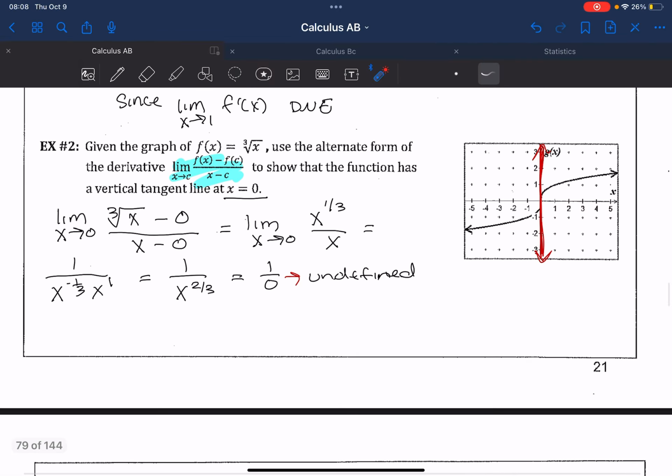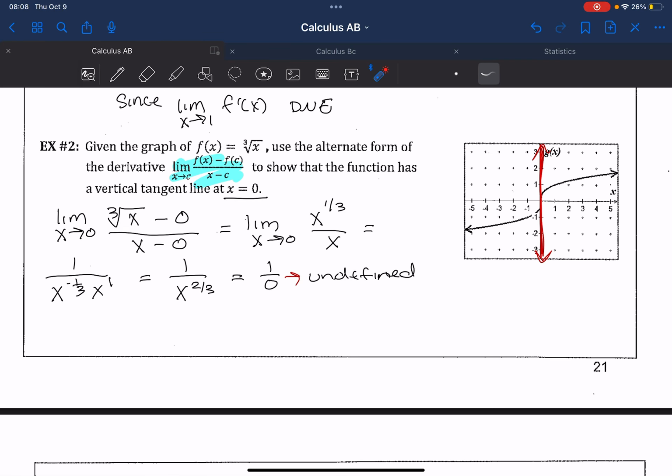Okay. In this example, it gives us the function the cube root of x, and it wants us to use the alternative form of the derivative. So notice it's giving us this definition, f of x minus f of c over x minus c, which again is just the alternative definition of a derivative. And it wants us to show that the function has a vertical tangent line at x equals 0.